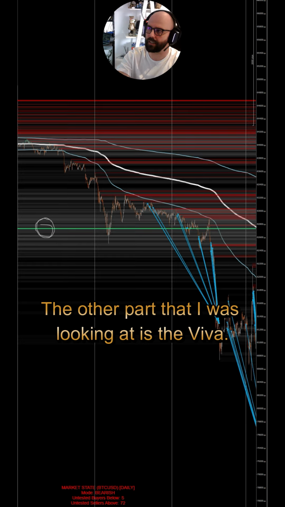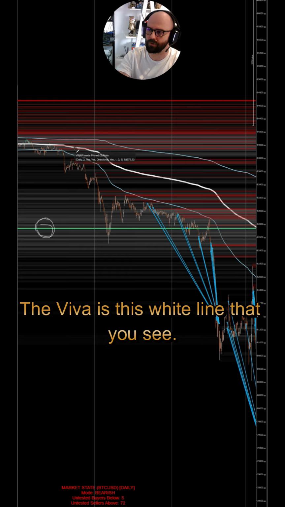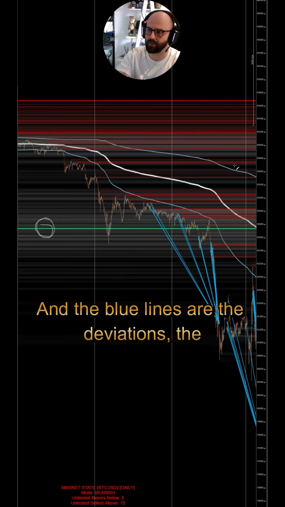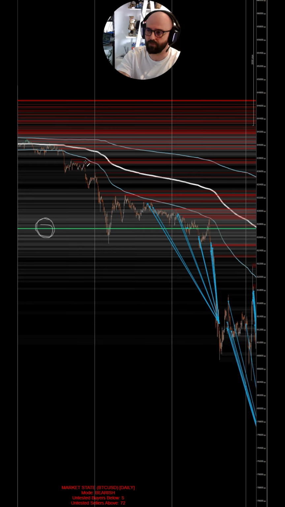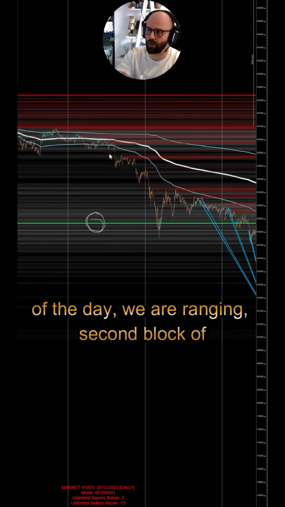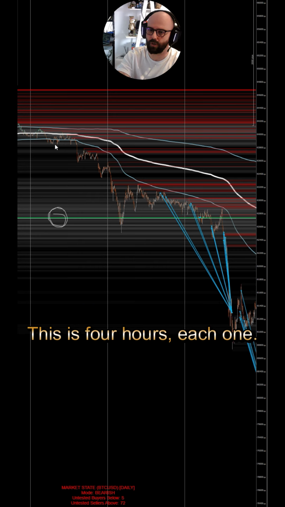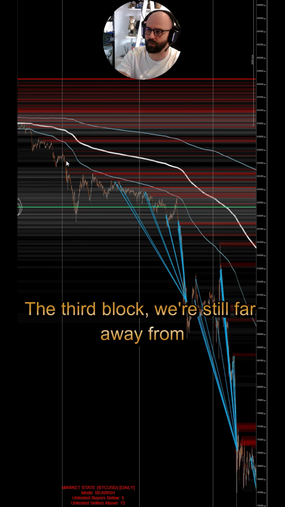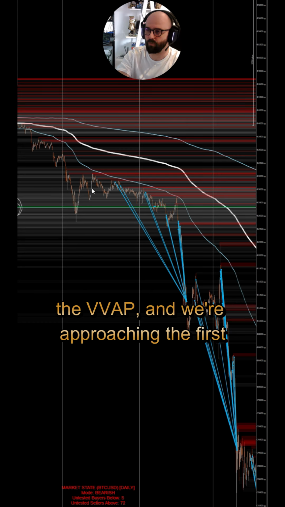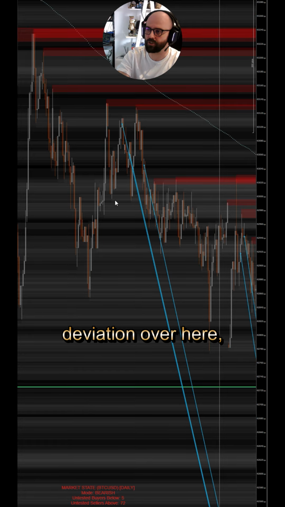The other part that I was looking at is the VWAP. The VWAP is this white line that you see. And the blue lines are the deviations, the one standard deviation of the VWAP. We can see that in the first block of the day, we are ranging. Second block of the day, this is 4 hours each one, what we're doing is we're trending down. The third block, we're still far away from the VWAP and we're approaching the first deviation over here.